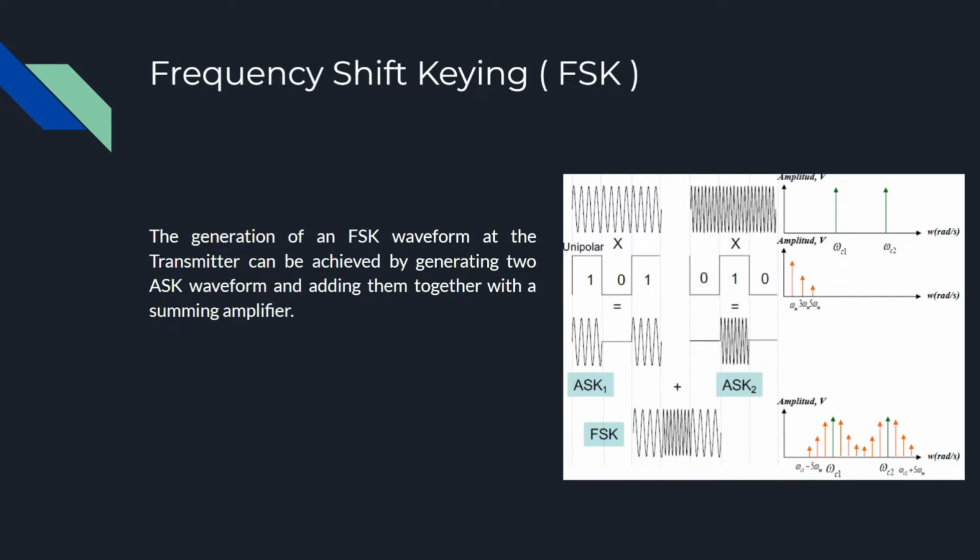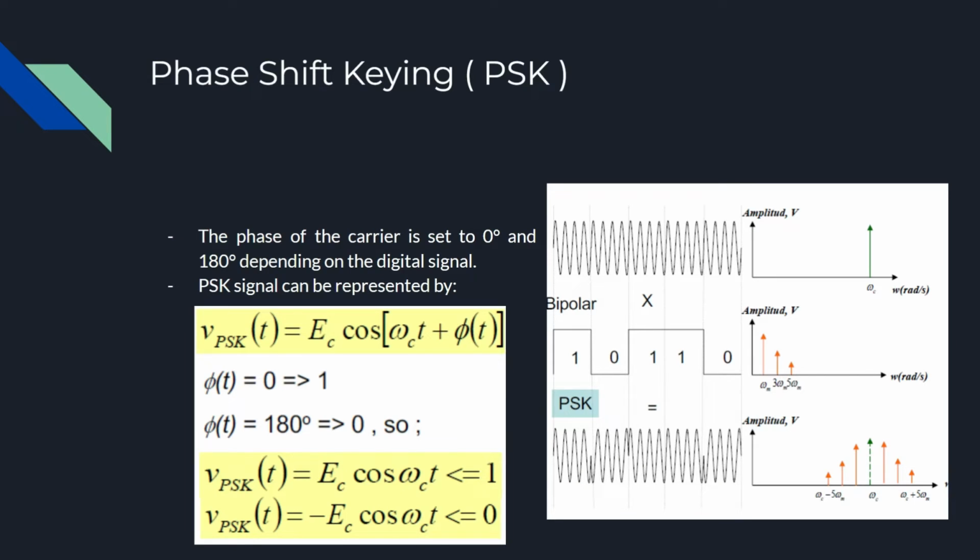Frequency shift keying, FSK. The generation of an FSK waveform at the transmitter can be achieved by generating 2 ASK waveforms and adding them together with a summing amplifier. Phase shift keying, PSK. The phase of the carrier is set to 0 degrees and 180 degrees depending on the digital signal. The PSK signal can be represented by the equation shown.